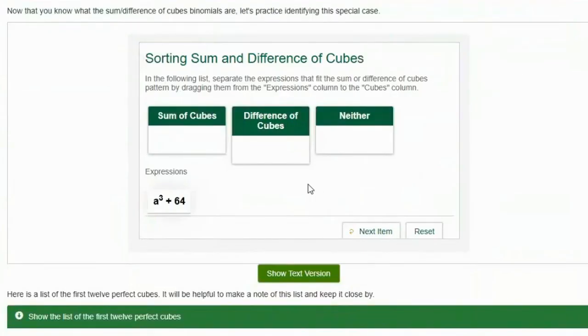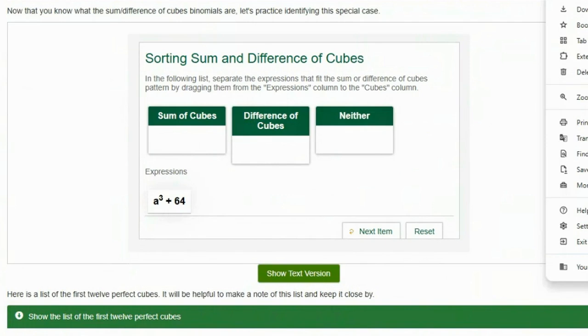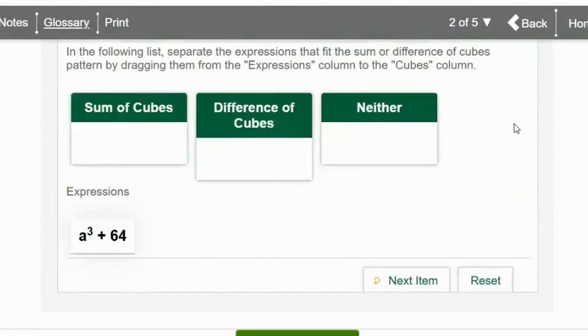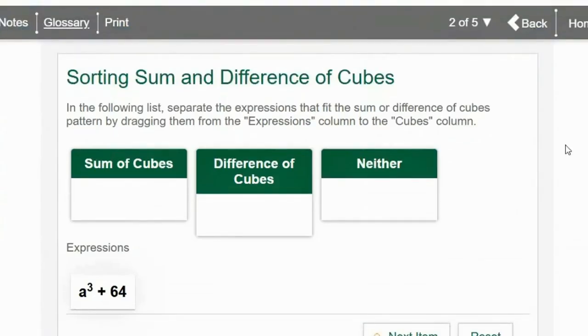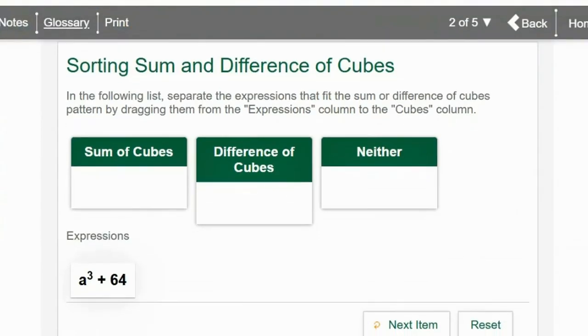So the only other thing you need to know, here's our last little quiz. You can do the first letter if you want. Say it's either S, D, or N, or you can say 1, 2, or 3, or A, B, C, whatever, as long as we know what your thoughts are. But is this a sum or difference of cubes? That's about it. A to the third plus 64. Is that a sum of cubes? Is that a difference of cubes? Or is it neither? So put that in the chat.